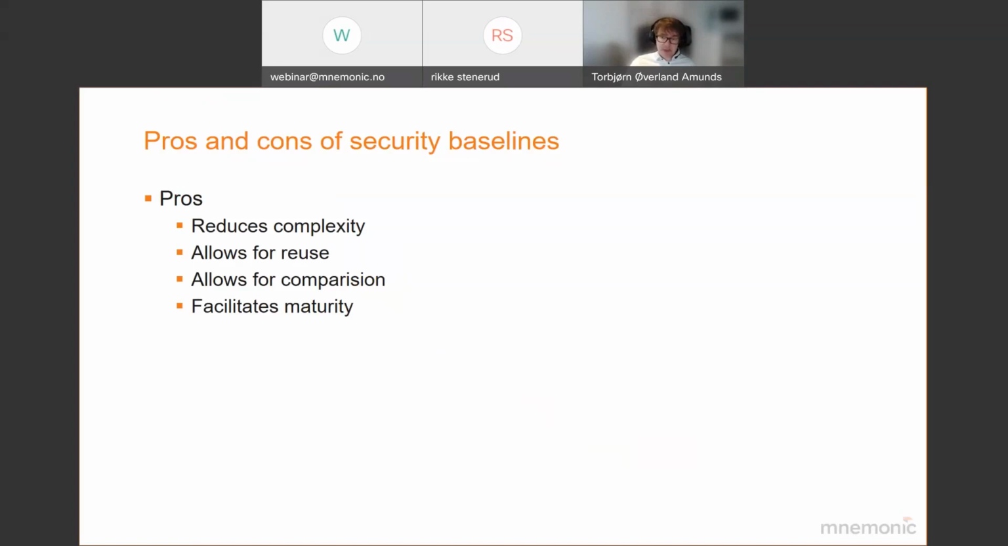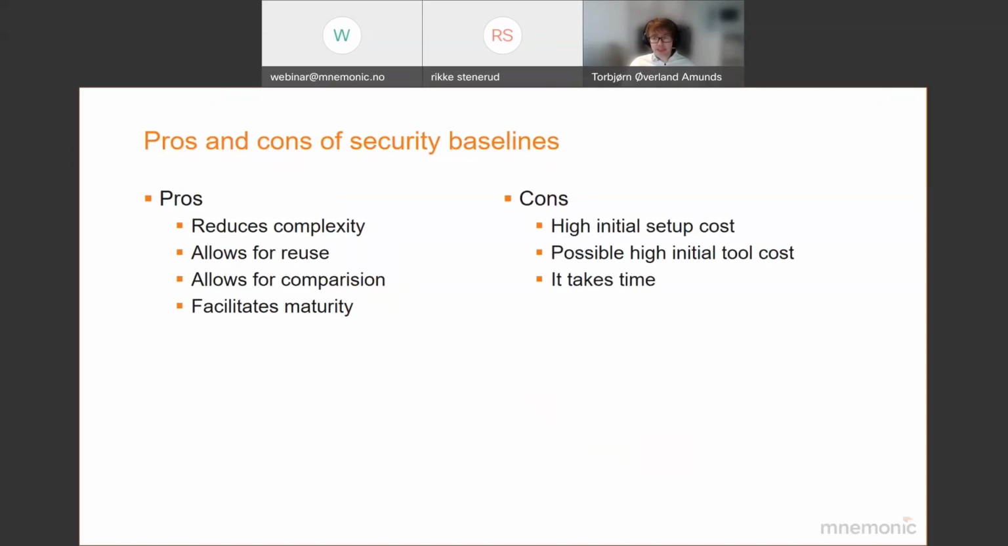But baselines are not just all positive. They have their challenges. The first one is that using any sort of baseline comes with a high initial setup cost. And depending on the scale of what you need to do, you also need to invest in tools. And the last point, which is often not a problem but is underestimated, is time. It takes time to create baselines, so it's a lot of work before you actually get to see the return on your investment.